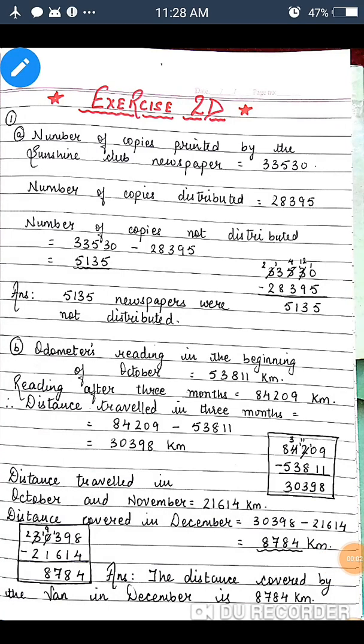Now let us start with the first word problem of exercise 2D. The Sunshine Club newspaper printed 33,530 copies in a year. Of these, 28,395 copies were distributed. How many were not distributed?